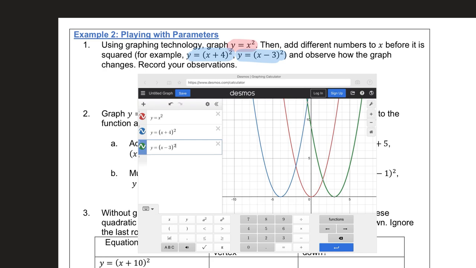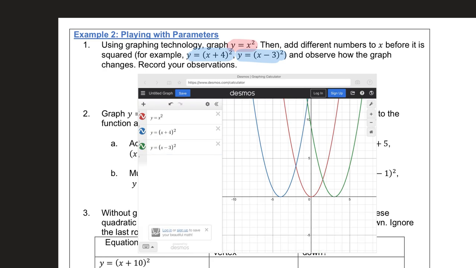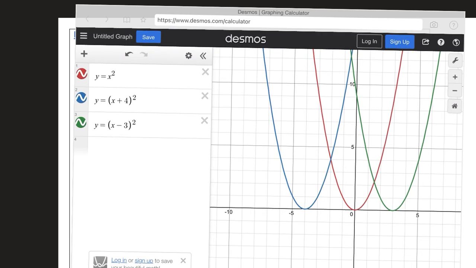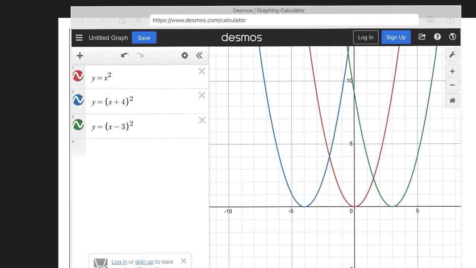So what is happening? If we look at our graph here, when we had plus 4, it took our original vertex of (0, 0) and went to the left 4 units. So now this point is at (−4, 0). Whereas with our green graph, we moved to the right. And now my vertex is at (3, 0).